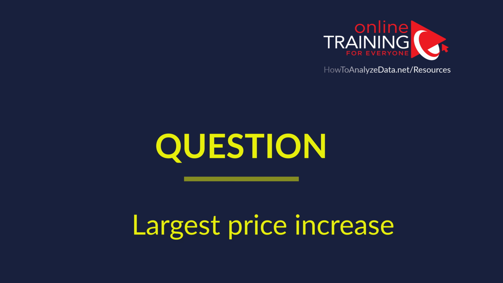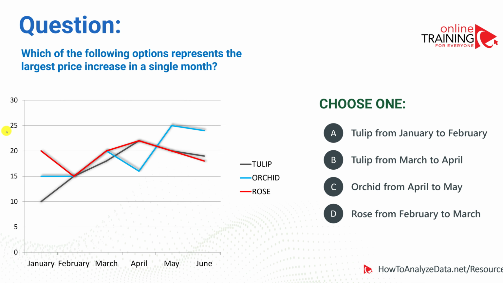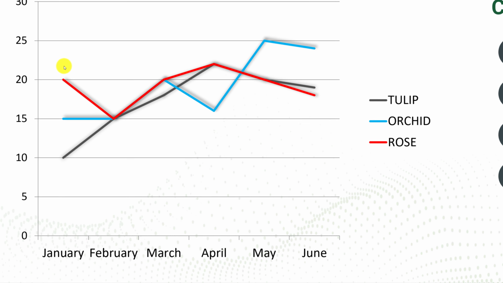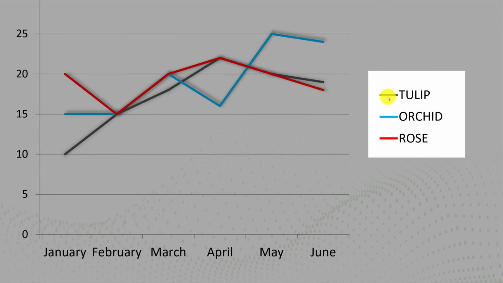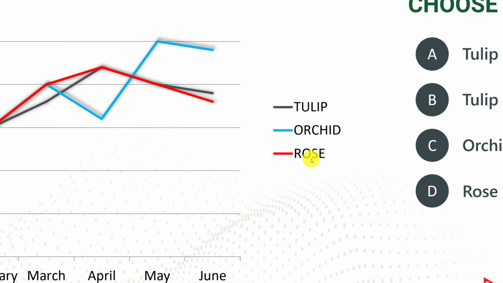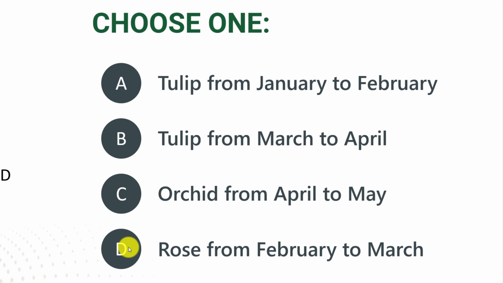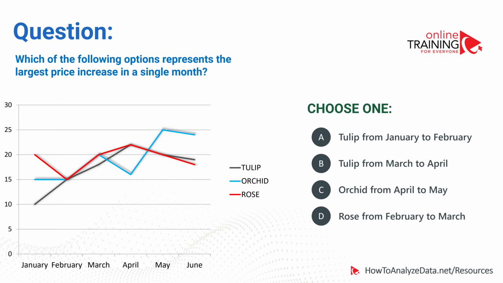Now let's review assessment test question, which tests your knowledge of charts and graphs. Which of the following options represent the largest price increase in a single month? You're presented with the graph, which contains three different lines. One for tulips, another one for orchids, and the third one is for roses. You have four choices: A, tulips from January to February. Choice B, tulip from March to April. Choice C, orchid from April to May. And choice D, roses from February to March. Which one do you think is the correct answer?